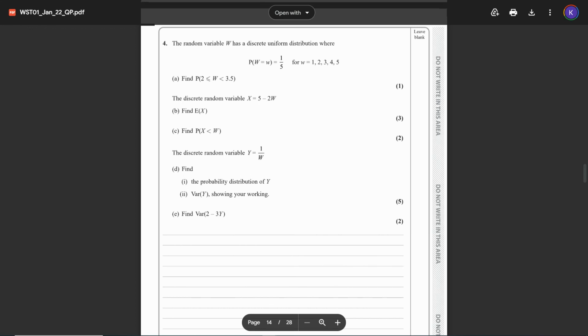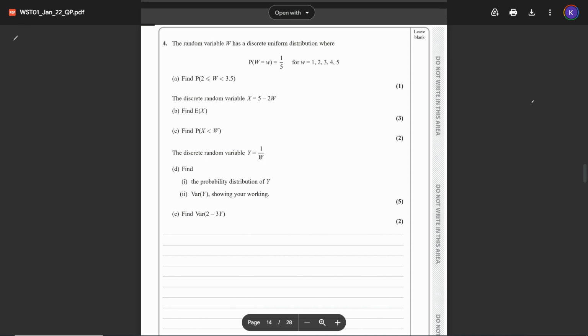So from this here, a random variable W has a discrete uniform distribution where the probability of W equals w is given by 1 over 5 for w equals 1, 2, 3, 4, and 5. Find the probability that W is less than 3.5 and greater than or equal to 2 for the first part there.